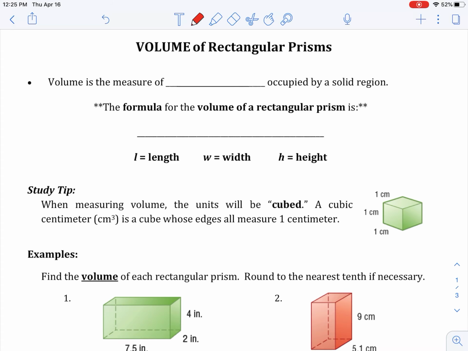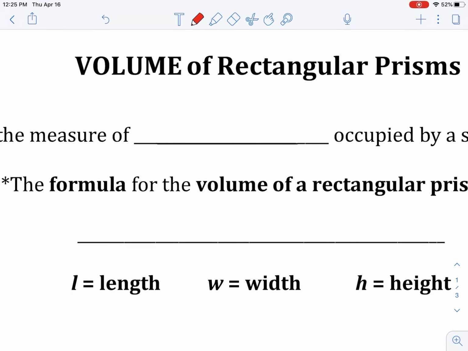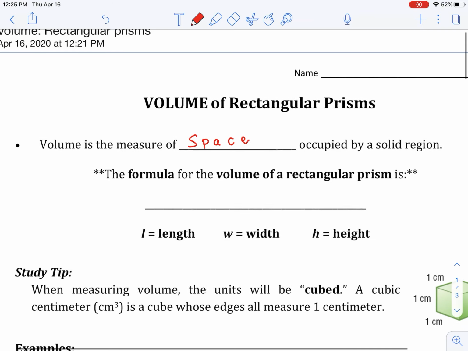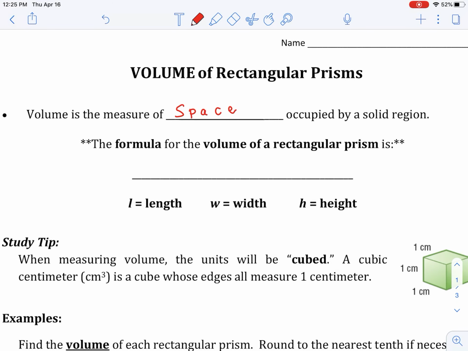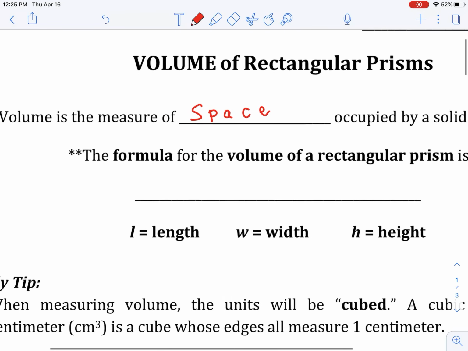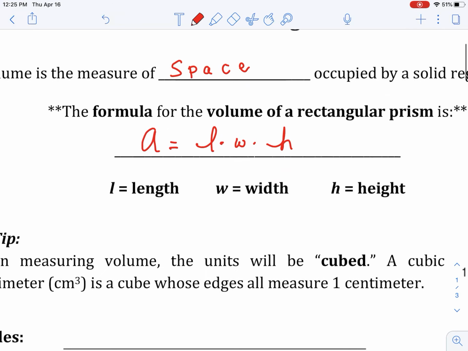So first off, just as you saw in the video, volume is the measure of space occupied by a solid region. So if you think about a water bottle, volume is the water within the water bottle. So the formula for the volume of a rectangle is area equals length times width times height.